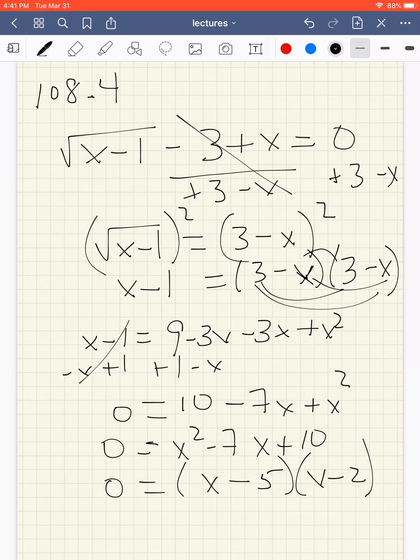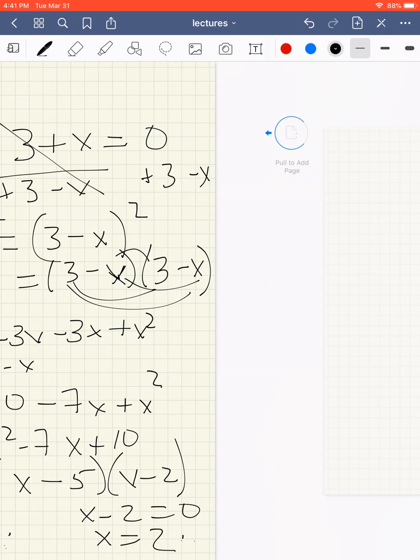And then we set each one of those equal to 0. So x minus 5 equals 0 and x minus 2 equals 0. X equals 5. X equals 2. Okay, are we done? No, we're not done because we squared both sides of the equation. So I have to check x equals 5 and I have to check x equals 2. Both of these I have to check to see if they're going to work.